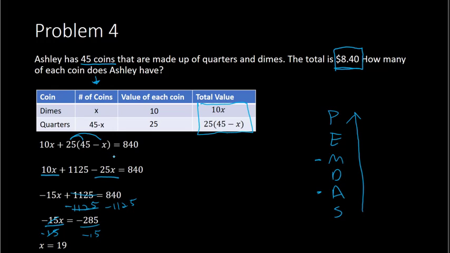Now going back to the initial problem, x is number of dimes, so there are 19 dimes. And then quarters is 45 minus 19, which is 26. So we have 19 dimes, and we have 26 quarters.